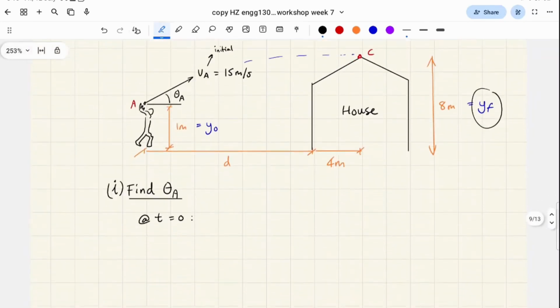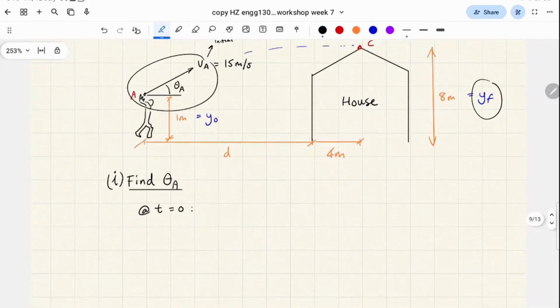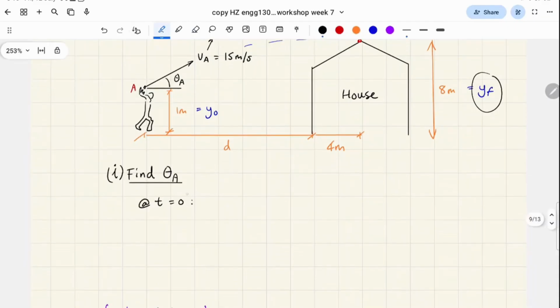Okay, so we need to find an expression for theta A. At time equals 0, we can always split our diagonal into its components first. So the diagonal velocity vector, I'm going to call Vx, this is 15. It's 15 cosine, our unknown.